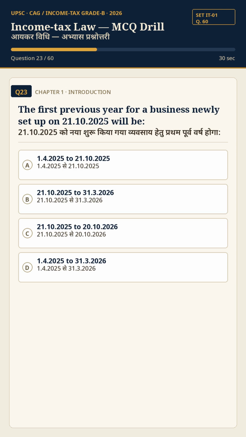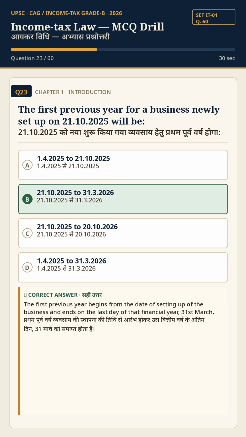Question 23. The first previous year for a business newly set up on 21.10.2025 will be Option A, 21.10.2025 and the following year. Option B, 1.4.2025 to 21.10.2025. Option C, 21.10.2025 to 31.3.2026. Option D, 21.10.2025 to 20.10.2026. The correct answer explanation. The first previous year begins from the date of setting up of the business and ends on the last day of that financial year, 31st March.